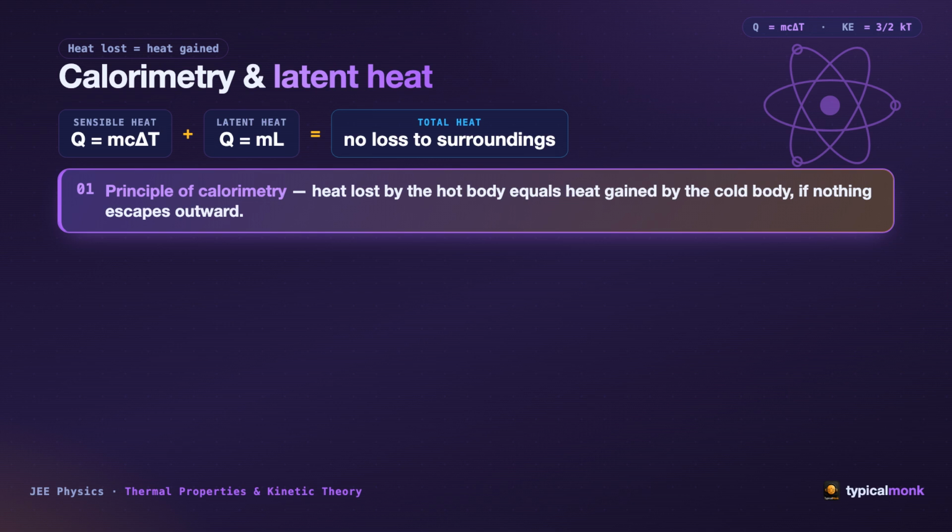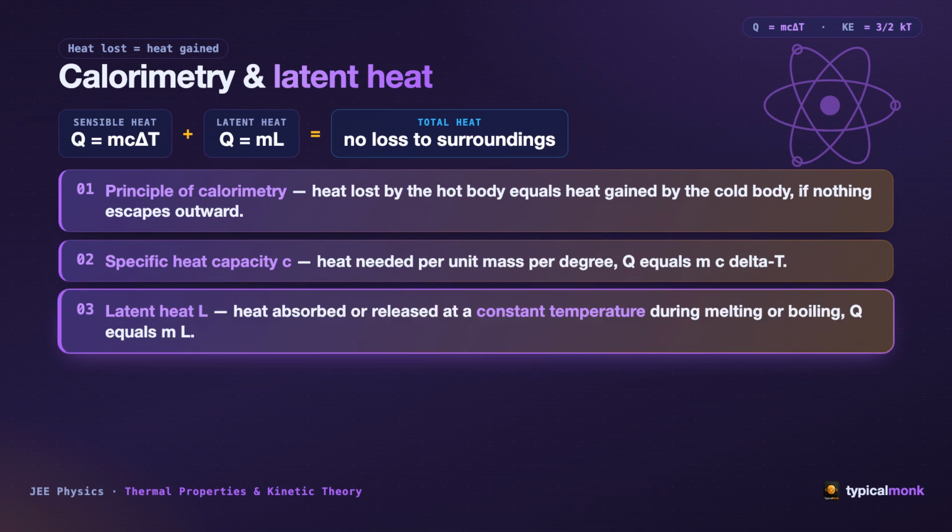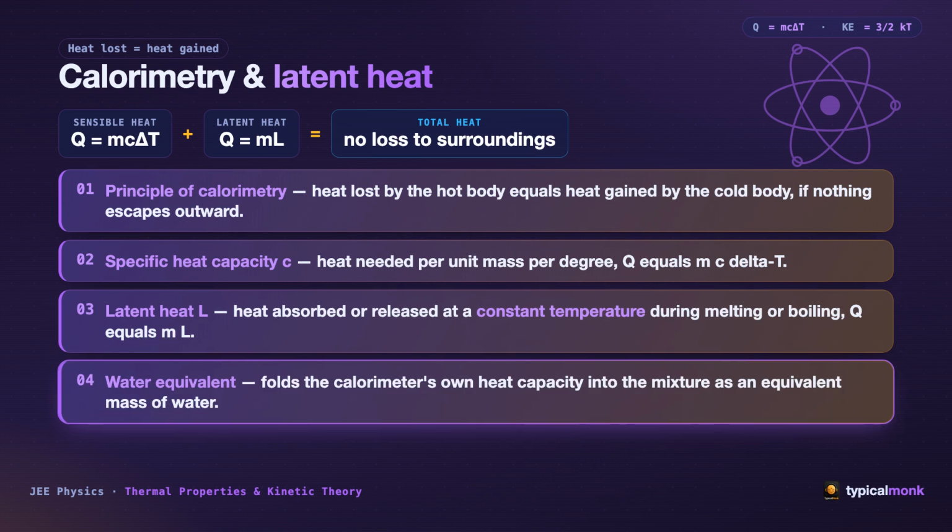First, the principle of calorimetry. The heat lost by the hot body equals the heat gained by the cold body, provided nothing escapes to the surroundings. Second, specific heat capacity C. How much heat one unit of mass needs to rise by 1 degree, Q equals mc delta T. Third, latent heat L. The heat absorbed or released at a constant temperature during melting or boiling, Q equals mL. And fourth, water equivalent. It folds the calorimeter's own heat capacity into the mixture as an equivalent mass of water, so nothing is left uncounted.